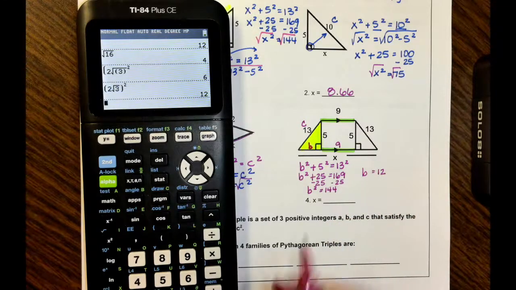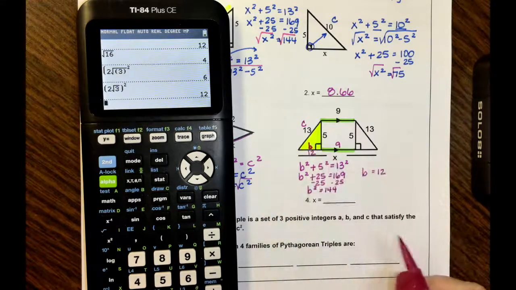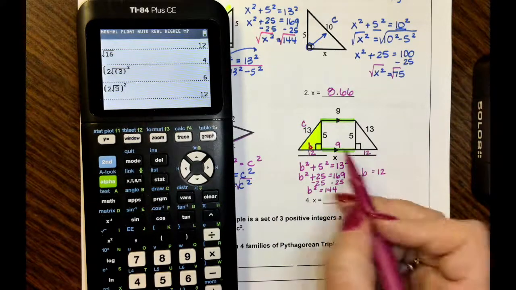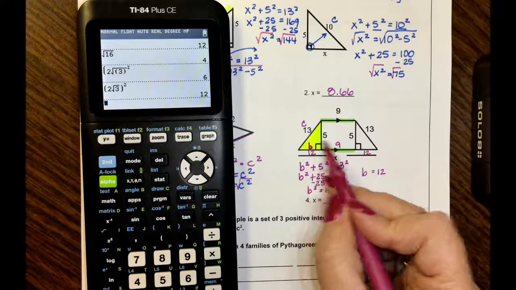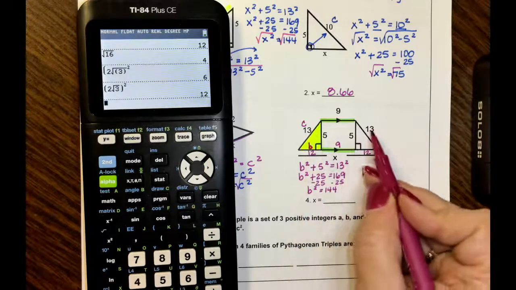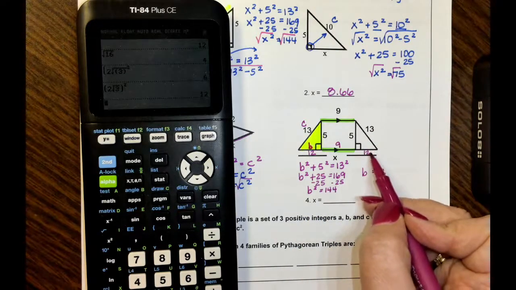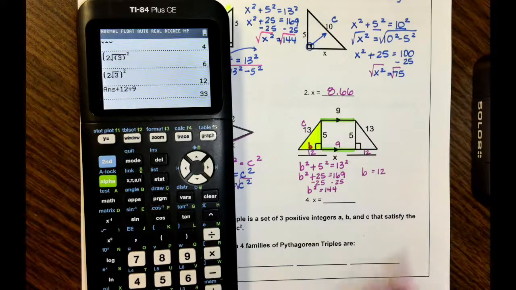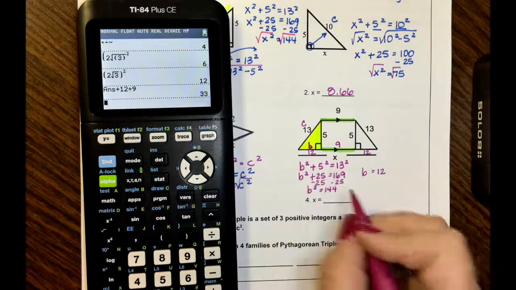This is 12, which means that over here, this side is also 12, because these two triangles are exactly the same size, 5, 13, 5, 13. The same calculation would give me the 12. So if I take 12 and I add 12 and I add 9, I find out that the entire length of the bottom of that trapezoid is 33.